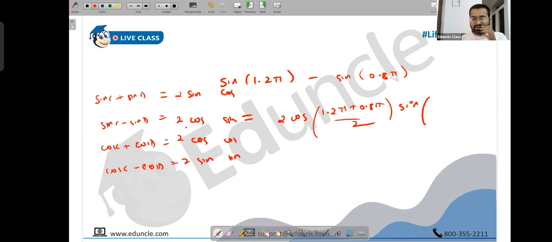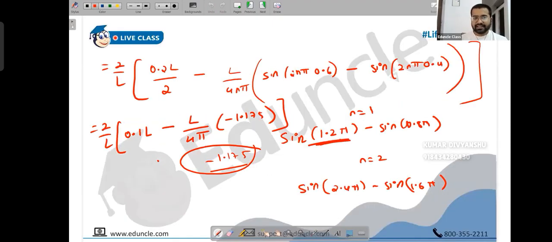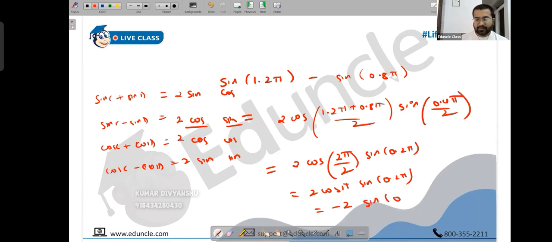So let's take some time to understand. You have cos sin, but first is a plus b by 2, other is a minus b by 2. Check if you're getting the same or not, and then you will get the same result. So you're getting 2 cos of 2 pi by 2, sin of 0.2 pi. So you're getting 2 cos pi sin 0.2 pi. Cos pi is minus 1. So you're getting minus 2 sin 0.2 pi.